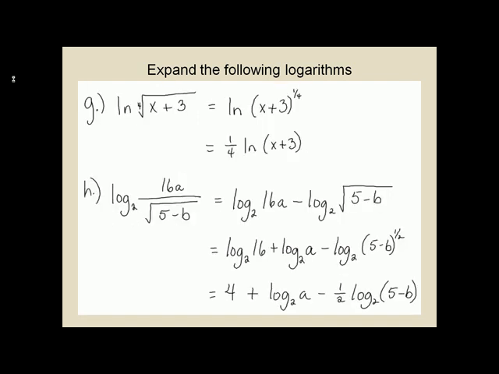Part G, I've got the ln of the 4th root of x plus 3. I can rewrite that radical as a fraction power as we saw in the last example. So that's the ln of x plus 3 to the 1/4. Now I have the ln of an argument to a power. So I can bring that power out in front. So that's 1/4 ln of x plus 3.